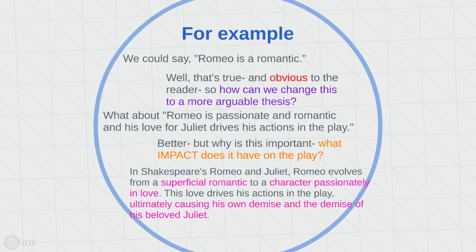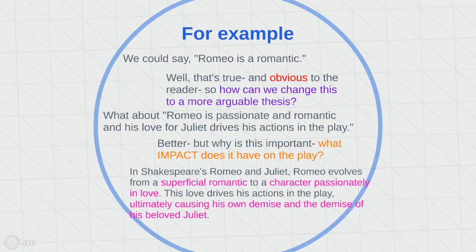If we take the play Romeo and Juliet, for example, we all have heard of Romeo. Just the term Romeo is identified with being a romantic. So stating in a literary analysis about Romeo, saying Romeo is a romantic. Well, it's true. It's also obvious to the reader. We want to make sure that we're giving our reader something to ponder, to think about. So how can we change that to a more arguable thesis?